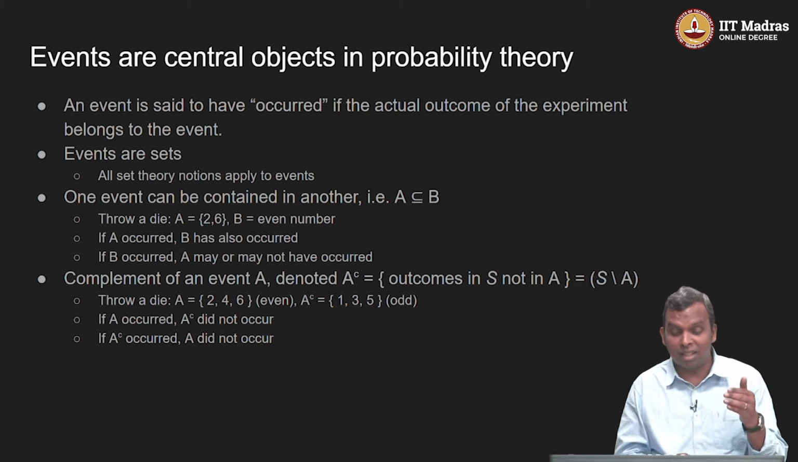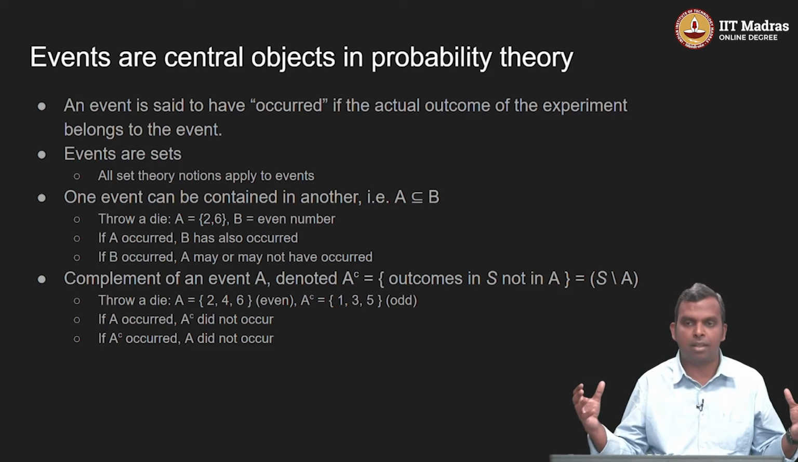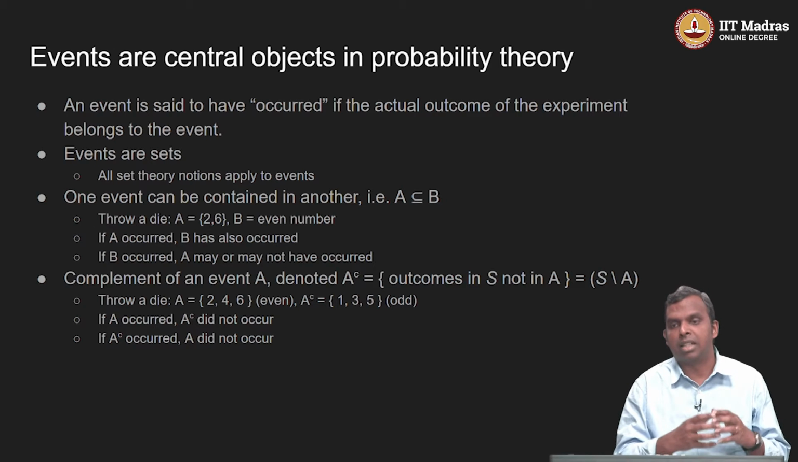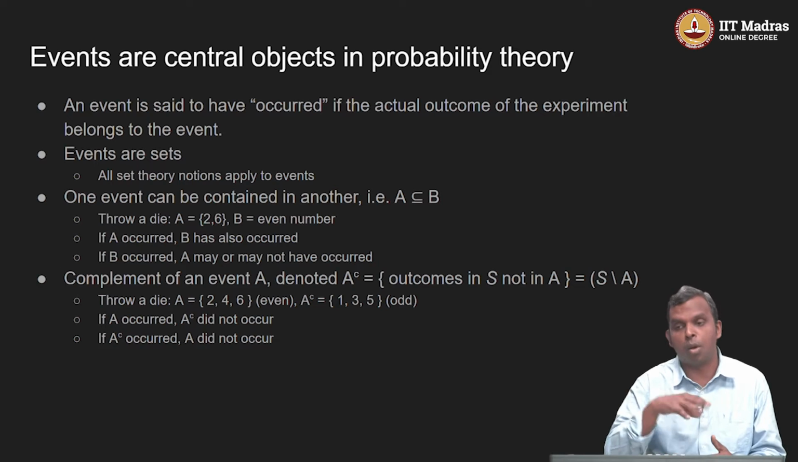The next interesting operation that a lot of people do with sets is the complement. What is the complement? I have defined it there for you. If you have an event A, the complement of A is all the outcomes that are not in A. So you have a sample space, you have a subset A, which contains the collection of outcomes that you're interested in. That's your event. Now what is the complement of this event?